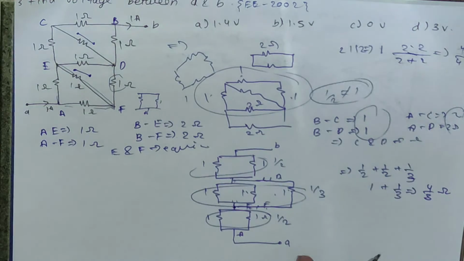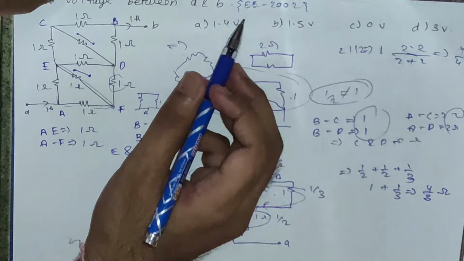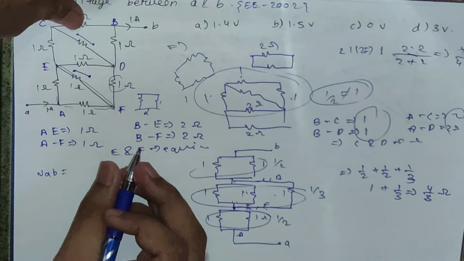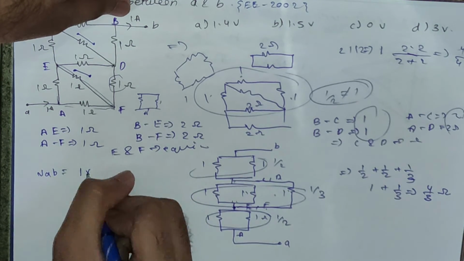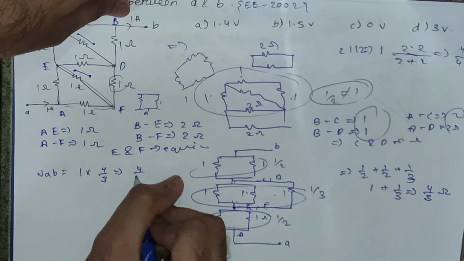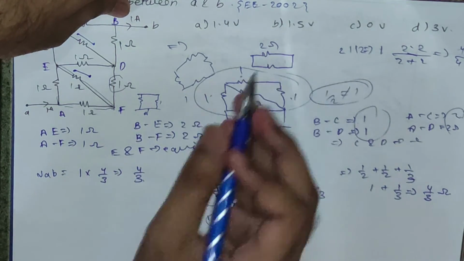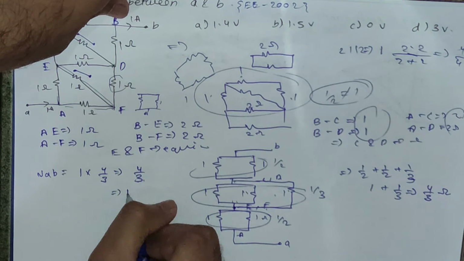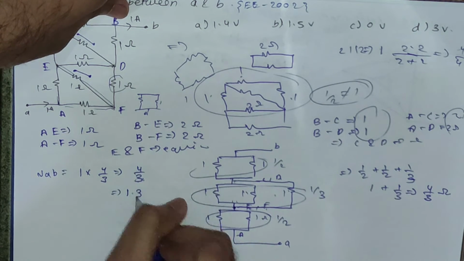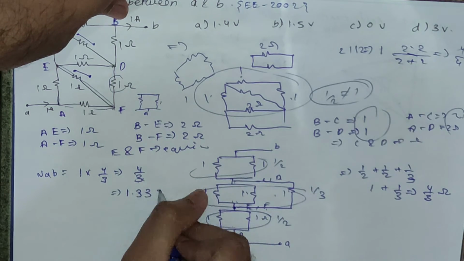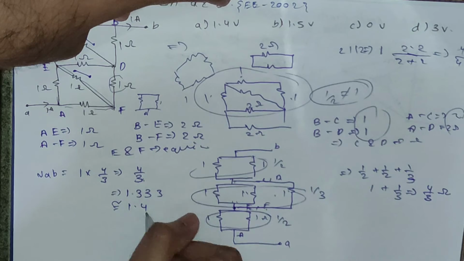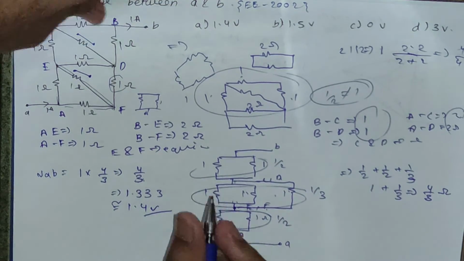But in the question we have to find out the voltage between A and B. So VAB is nothing but I into R. I is 1 ampere multiplied by the resistance. Resistance is 4 by 3. So the answer is 4 by 3 itself, but we want it in decimal. So 3 ones are 3, 1.10, 10 will be, 3 threes are 9. So 1.3, again 10, it will be 3 3 3 recurring. So you can see it is nearly equal to 1.4 volts.